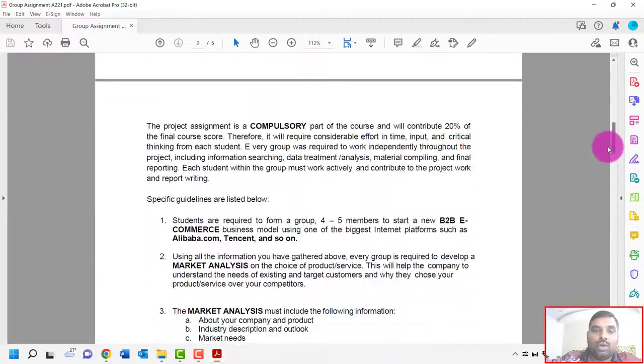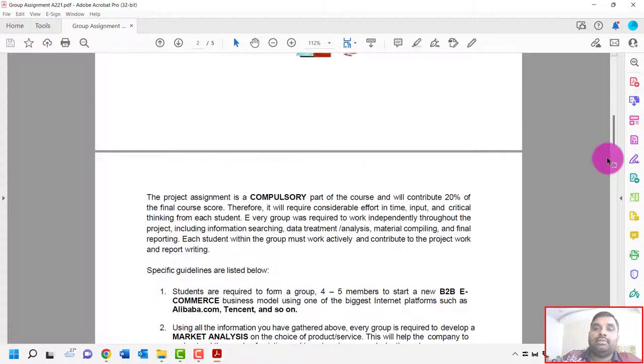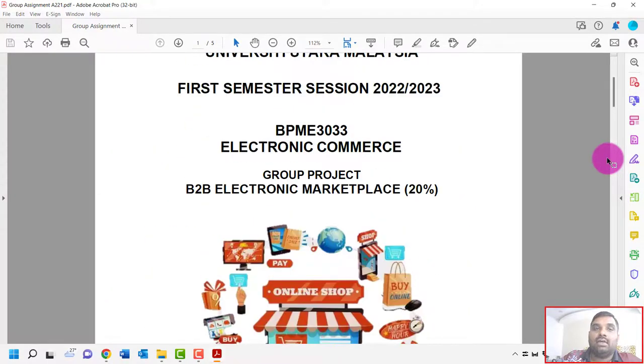So I think you know about preparing the assignment. First the cover page, then followed by your rubric and table of contents, then about your company, industry description, A, B, C, D, then references, if you want to include. But references is one of the important documents you have to include.